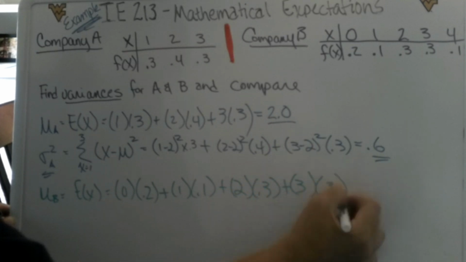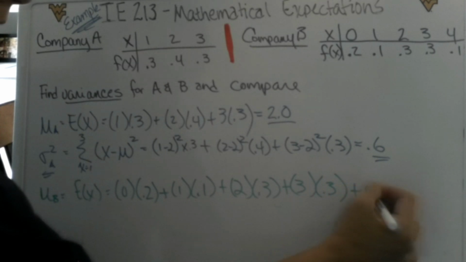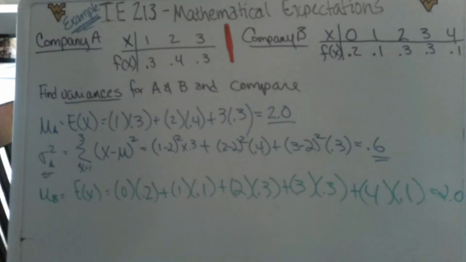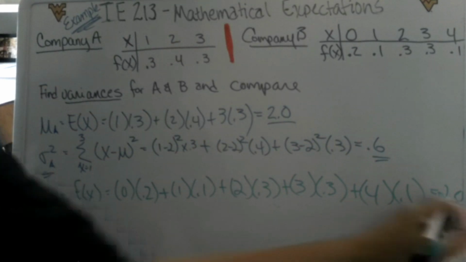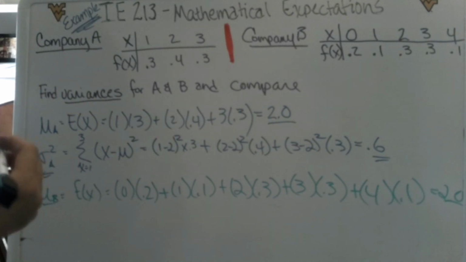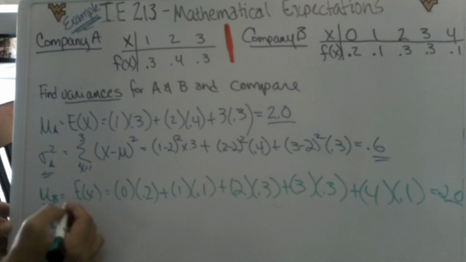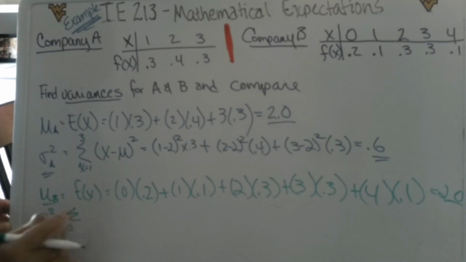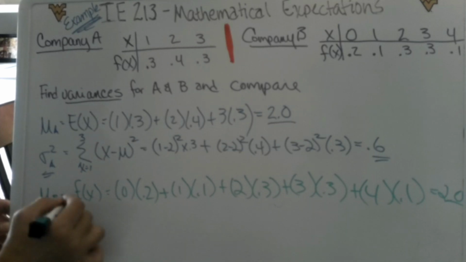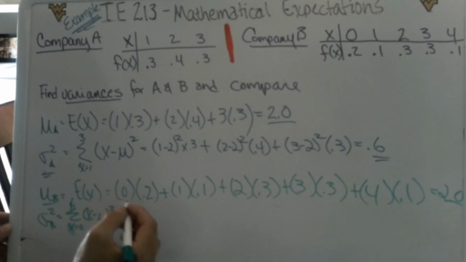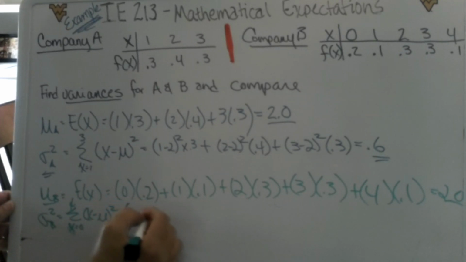And what we will see is the mean is equal to 2.0. So the mu is 2.0. We now need to find our variance of B, which is sigma square B, and that is going to be the sum of x from 0 to 4, and we will have x minus mu, so x minus 2, since mu equals 2, square times f of x for each value of x.